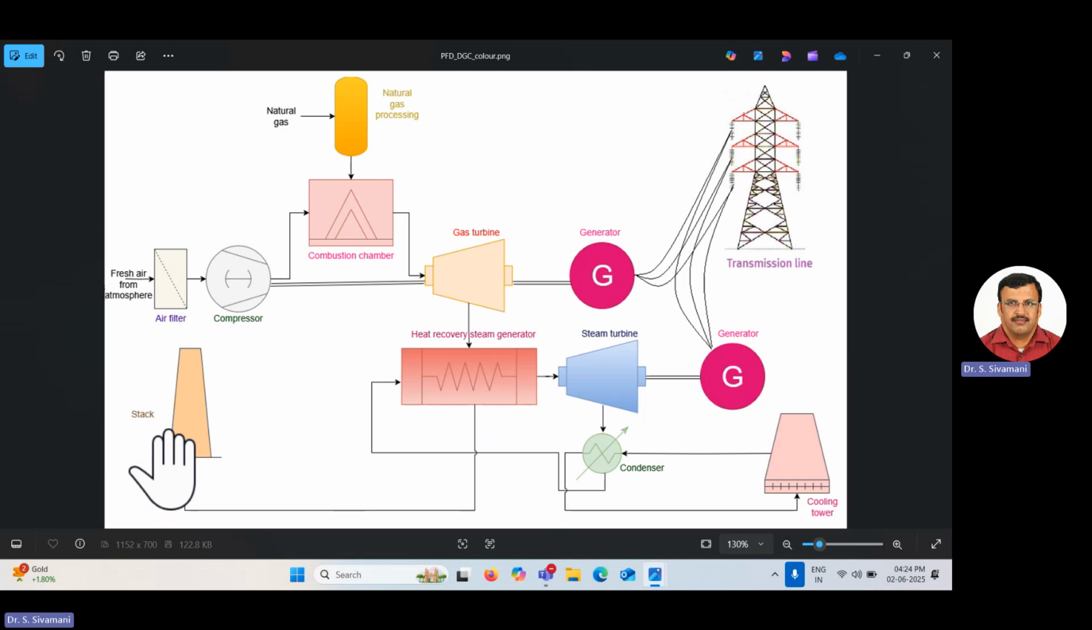So this is the process flow diagram of a combined cycle power plant. In the next video, we will see the simulation of the Brayton cycle in DWSim, which is open source software.